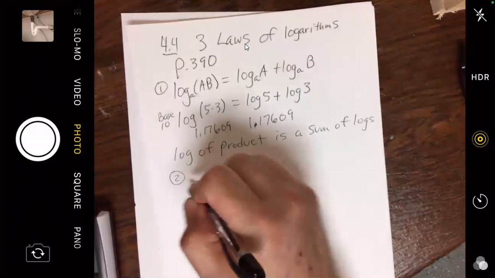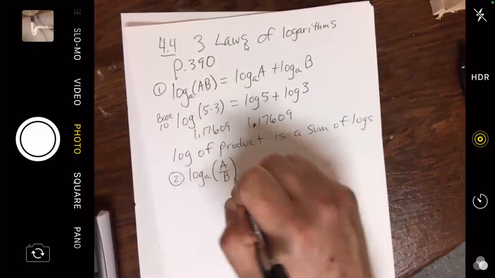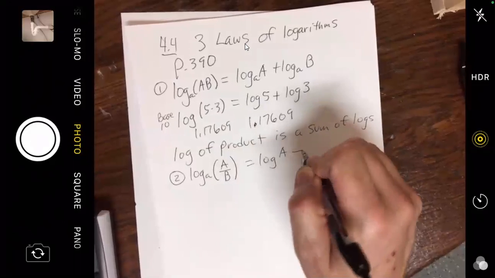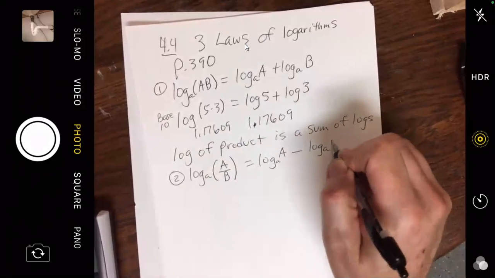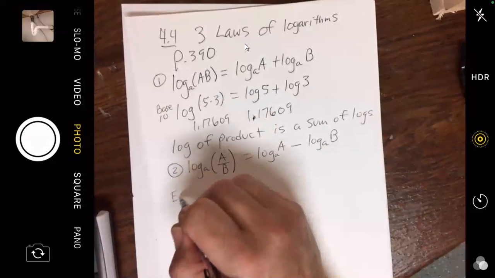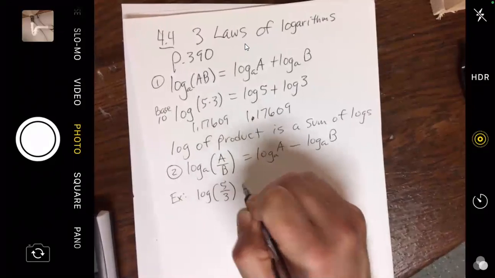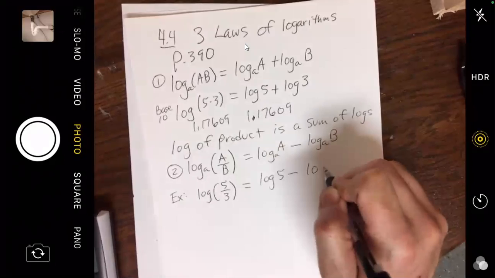Number 2: take log base a and divide a and b. You would take log base a of the top and subtract log base a of the bottom. Example: take the log of 5 divided by 3. That would be the log of 5 minus the log of 3.